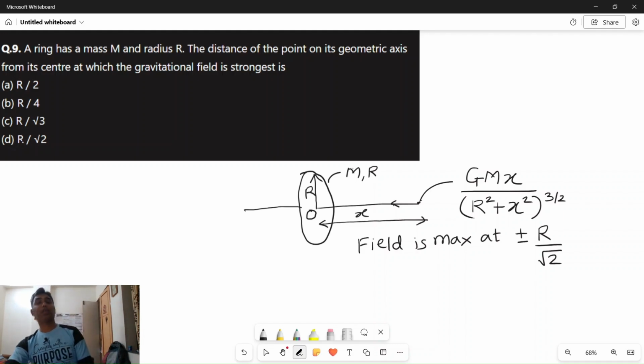There is a similar question in electrostatics also. The electric field because of a uniformly charged ring of radius R also has its maximum at a location of R by root 2 only. So it is very similar to gravitation.